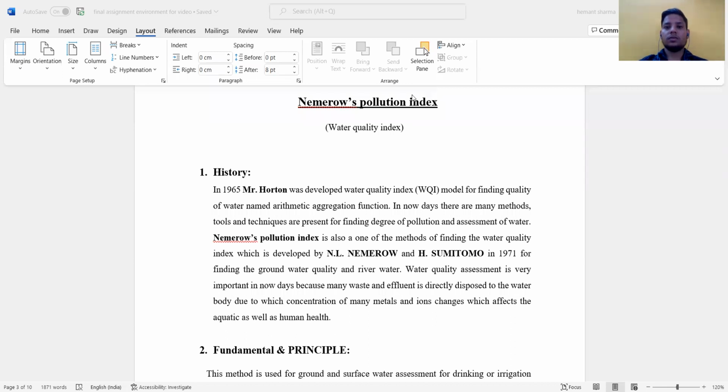So my method is Nemerow pollution index. But the history of the water quality index is that in 1965, Mr. Horton developed a water quality index model for finding water quality. The first method he adopted was the arithmetic aggregation function, but nowadays there are many methods, tools, and techniques for assessment of water quality. Nemerow pollution index is also one of the methods for WQI, developed by Anna Nemerow and Ed Sumitomo in 1971. It is used for groundwater and surface water, or we can say river water quality assessment.